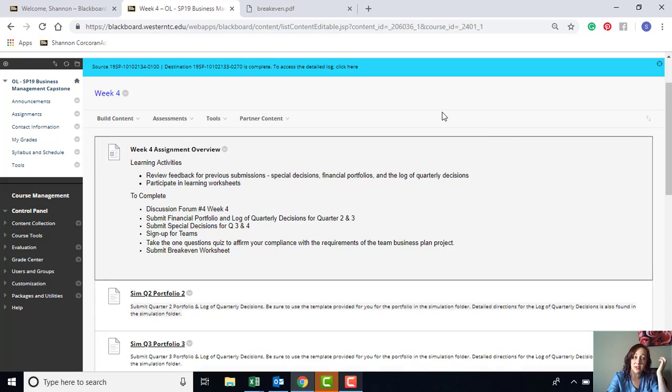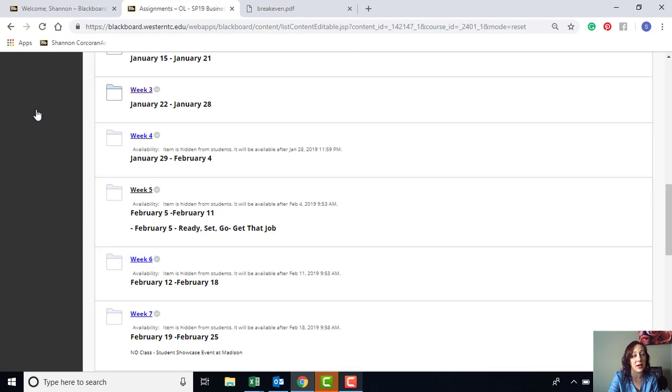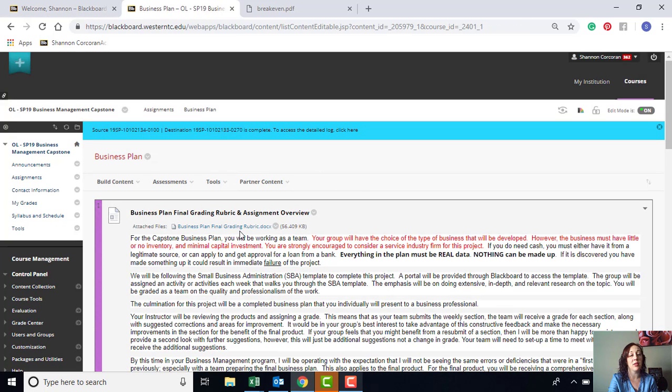Just to give you an overview on the business plan again, in case you're wondering about that, you can go into the business plan folder here. It gives you the final grading rubric, which breaks down each week. We'll have a different section that you will complete. We're going to follow the SBA template. There are several previous student examples that I've included in here, anywhere from A to B quality work. None of them are absolutely perfect. You will have to improve upon those if you want a higher grade than what they had achieved.